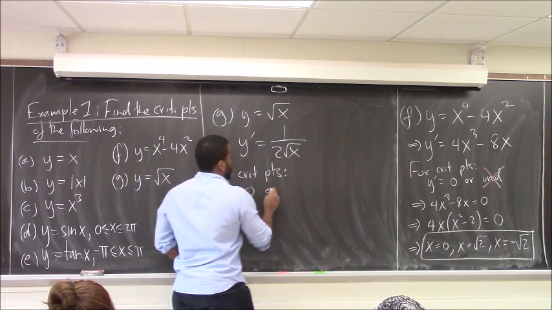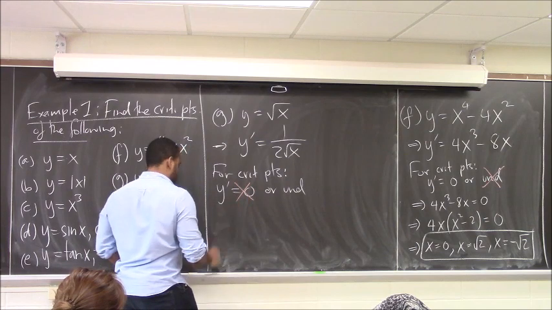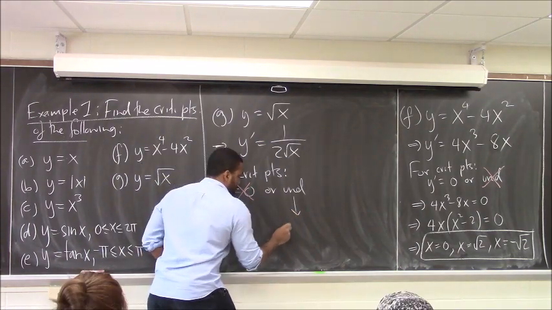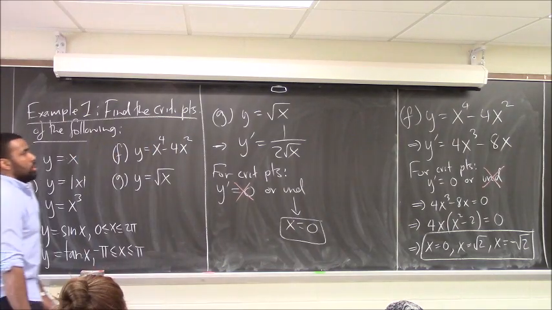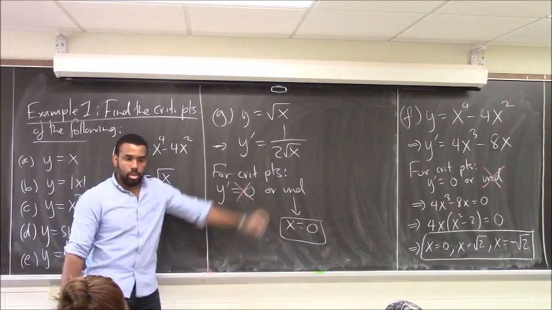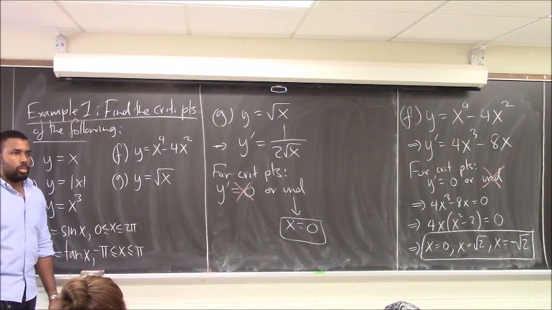y prime equals 0 or undefined. In this case, never equal to 0. Clearly y prime is undefined at x equals 0. That's your critical point, because we can't plug in when the denominator equals 0 here. Okay. Any questions so far about this process?